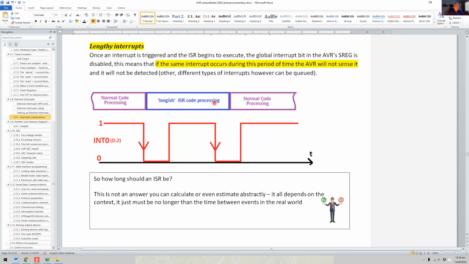And so you need to know that an ISR shouldn't be too long. But what does too long mean? Well, it always comes down to the situation and the problem you're trying to resolve. And really, it must be no longer than the time between events in the real world. So this is what we're looking for. Let me just highlight that.